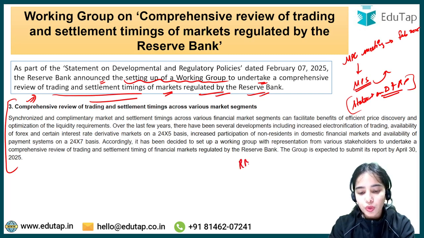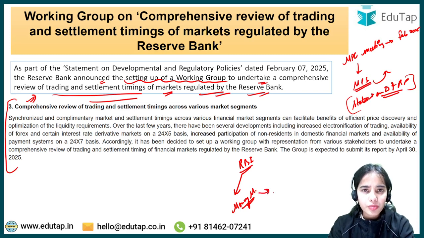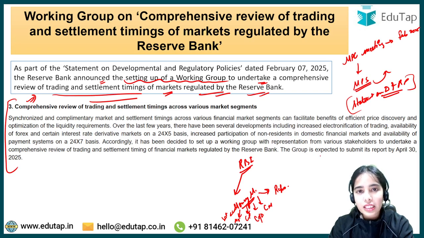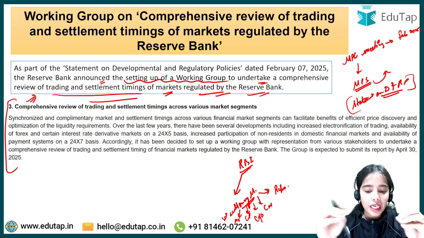So I hope you know that the Reserve Bank of India regulates the money market. In the money market there are instruments like the repo operation, call money, notice money, term money, certificates of deposit, commercial papers, the Marginal Standing Facility, and the Standing Deposit Facility. All of these instruments come under the money market. The money market is the market for short-term instruments. So RBI regulates the money market.